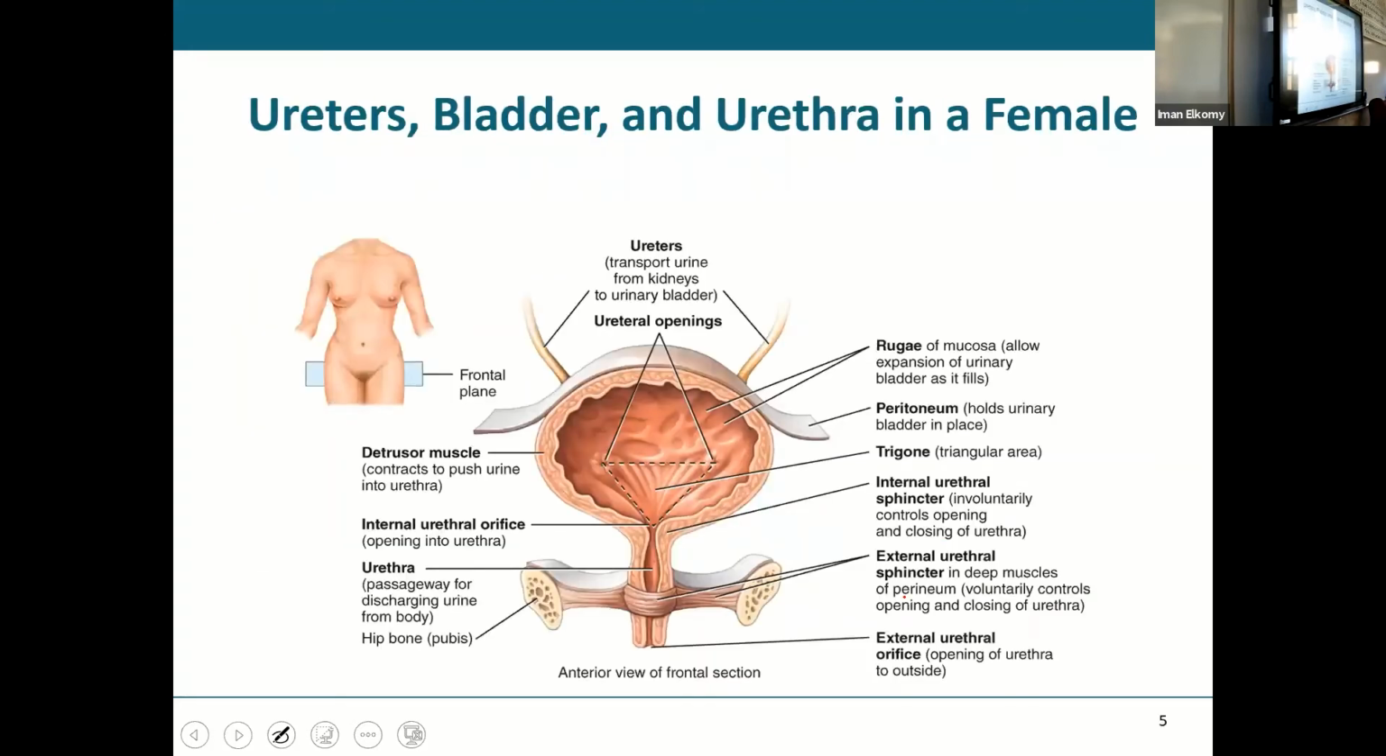Okay, so this is the gross anatomy of the bladder. It is a hollow muscular organ in the pelvis. Notice that it does have rugae also, kind of just like the stomach in a way.